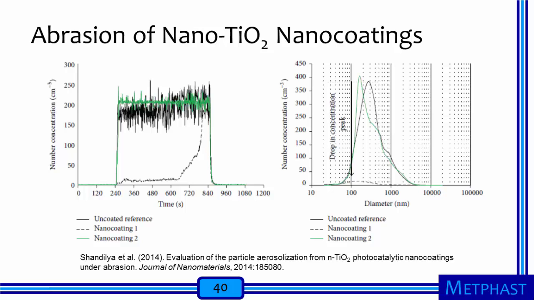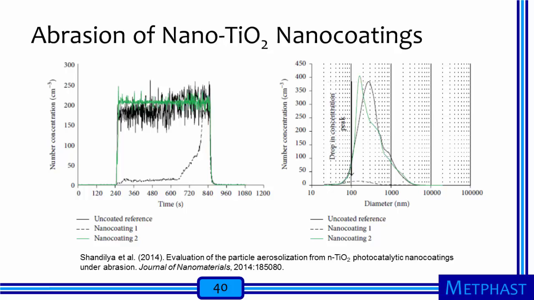The figure on the left shows the number concentration of particles generated as a function of time for both nanocoatings as well as the uncoated substrate. Nanocoating number 2 produced the same particle concentrations as the plain substrate, suggesting that it provided no resistance to abrasion so that the underlying substrate was almost immediately exposed. Abrasion of nanocoating number 1 resulted in much lower concentrations until the end of the test period, when the coating was completely removed, leaving only the substrate.